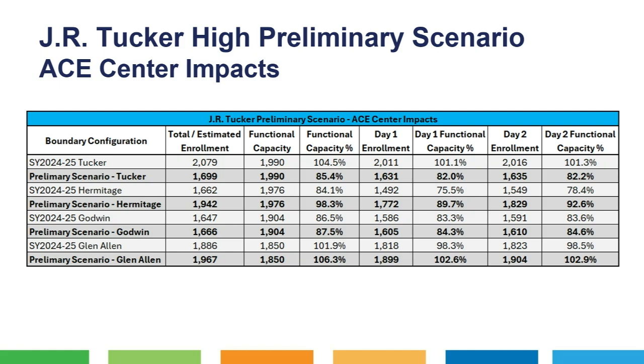is at 93%. Godwin is estimated to be at 88% in this scenario, with day 1 and day 2 figures being at around 84%. And Glen Allen is estimated to be at 106% in this scenario, and day 1 and day 2 figures are around 103%.